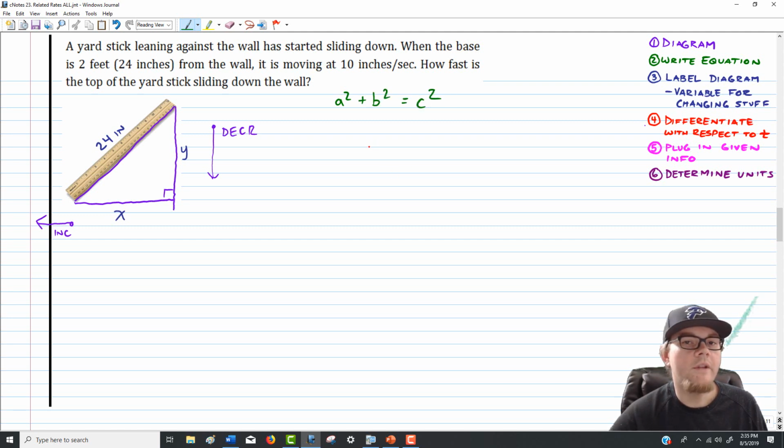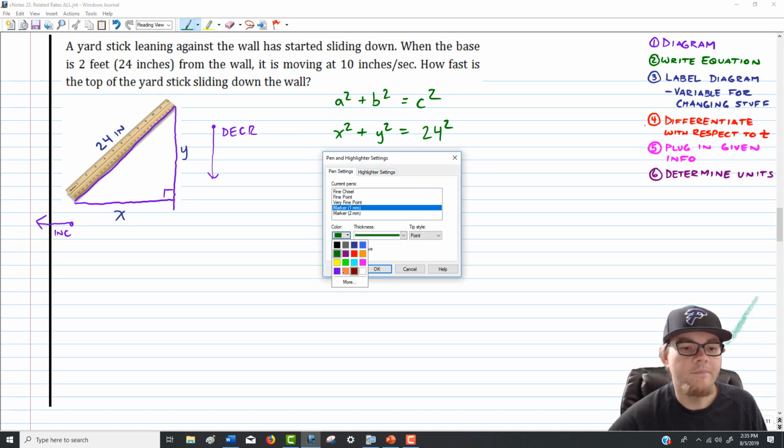The difference is with our equation here, we have different variables, including one that's a constant. So instead of writing a squared plus b squared equals c squared, I'm going to write this as x squared plus y squared equals 24 squared. Looking at it from the outside, you might even point out that this looks like a circle's equation. You're not wrong. For the moment, we have everything in place nicely. So there's our equation, and we've already pre-labeled our picture with those variables to make clear what's happening.